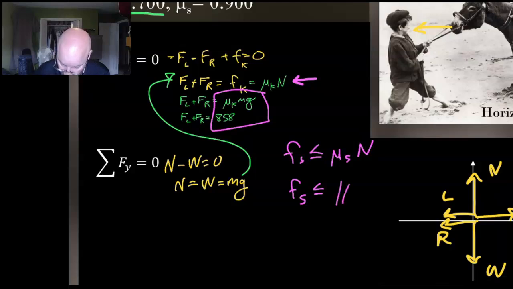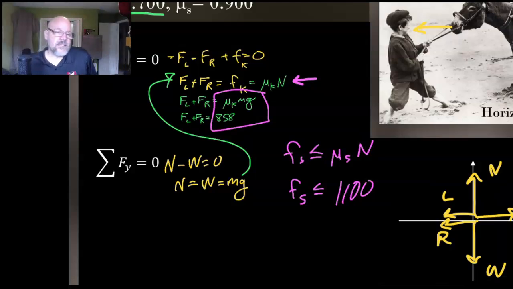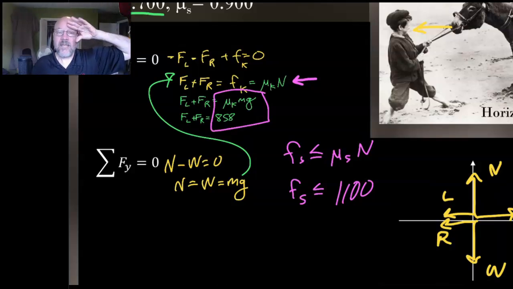it's 1100. So that means the donkey is going to be in equilibrium as long as the boys don't push more than 1100 newtons. If they push more than 1100 newtons, then the donkey's not in equilibrium anymore. So the static friction only does what it has to do. It's not going to do any bit more.